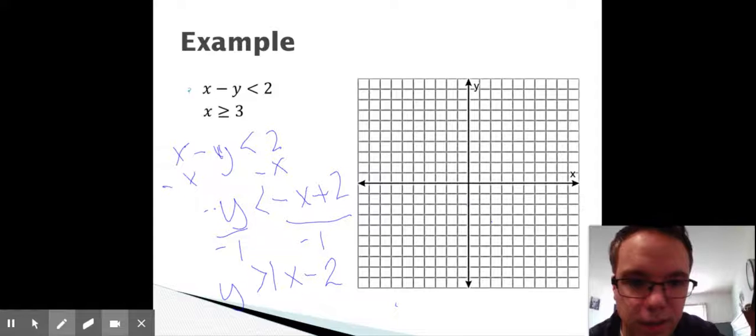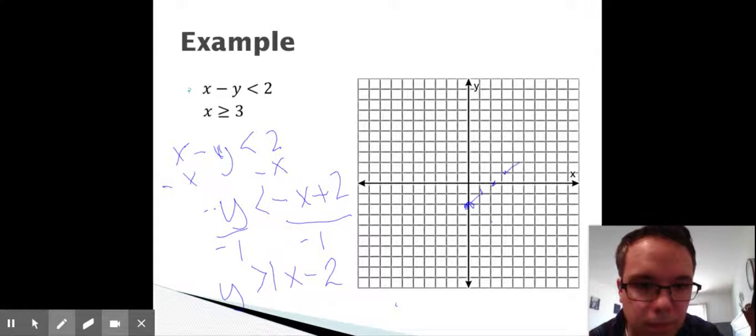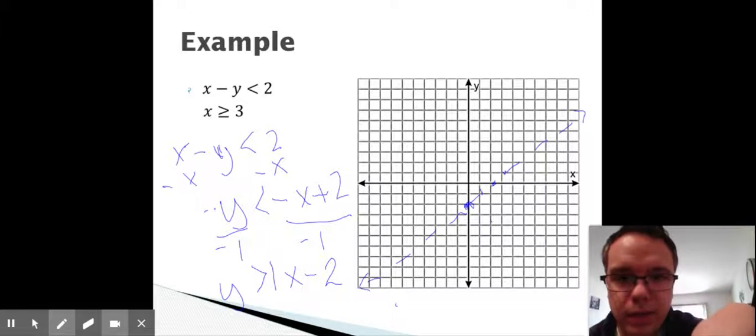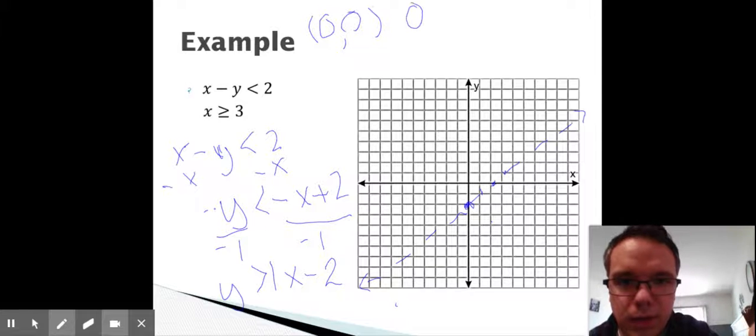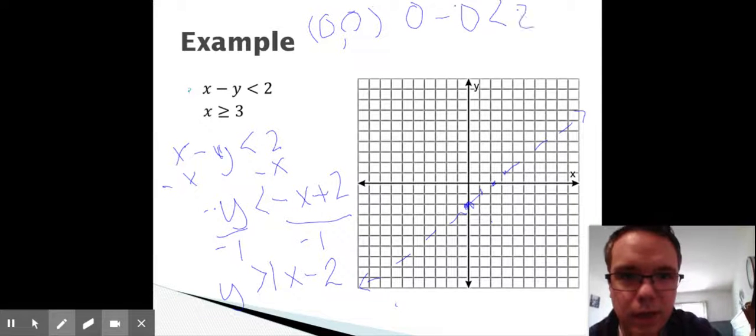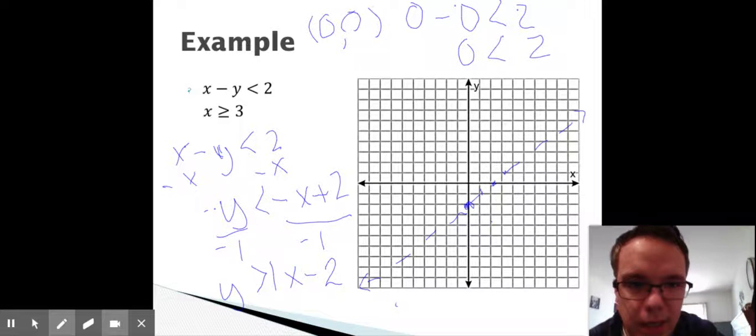So I'm going to start at 0, negative 2. My slope is 1 over 1, so I'm going to go up 1 over 1. And I'm going to make that a dotted line because I have a greater than symbol. If I test the point 0, 0, I'm going to have 0 minus 0 is less than 2. So is 0 less than 2? Yes, it is. So I'm going to shade towards 0, 0, which is up this way.